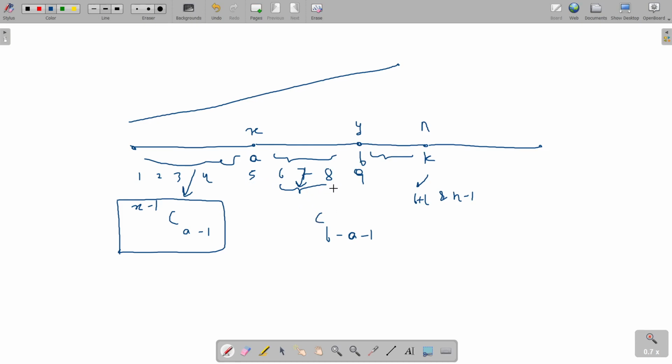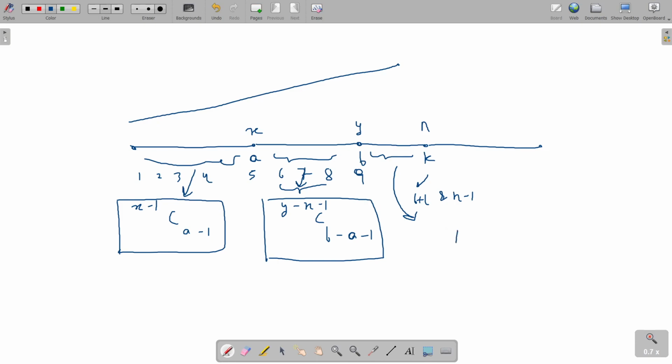And what is the range of that? We need to choose values between x and y. How many values are there between x and y? Not including x and not including y. That is y minus x minus 1. That's the second part.